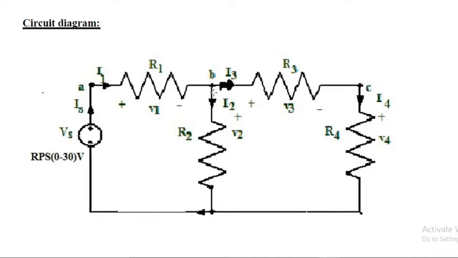So we are going to measure the current and voltage with respect to each resistor. For resistor R1, we measure the current I1 and voltage across the resistor V1. For resistor R2, we measure current I2 and voltage drop V2. For resistor R3, I3 and V3. For resistor R4, I4 and V4. By measuring currents, we are going to prove KCL. By measuring voltages, we are going to prove KVL. So this is the idea.